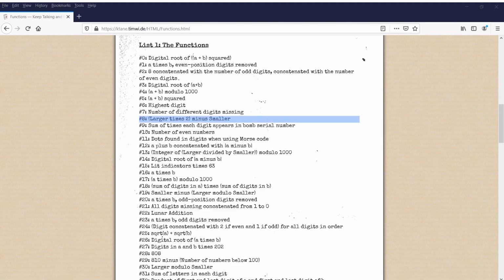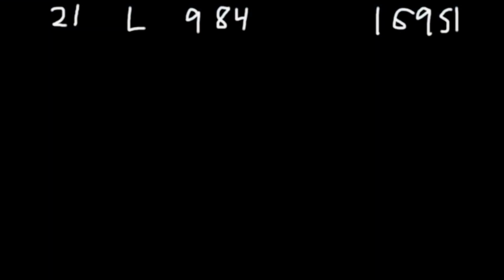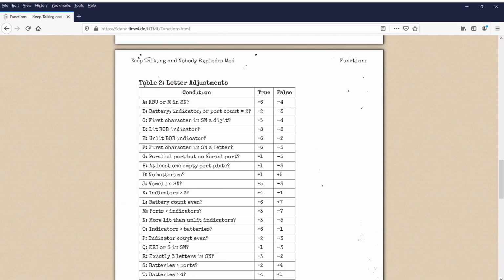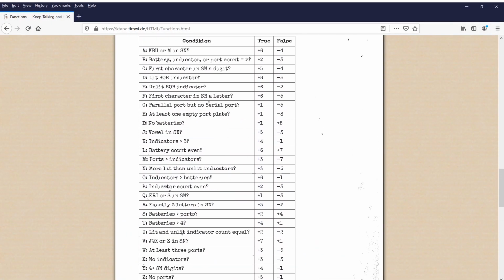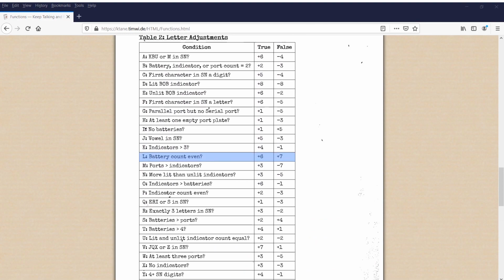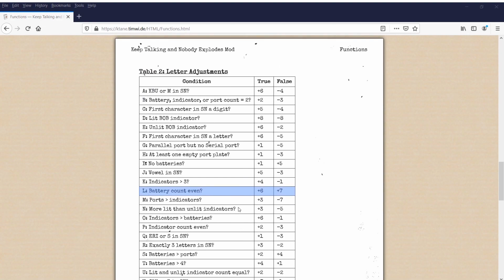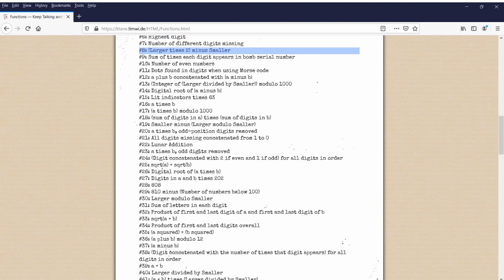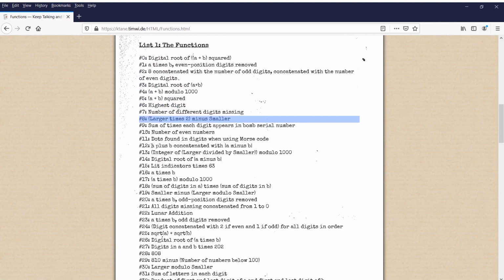So once we have that, we can now take a look at our thing. We have the letter L, and if the battery count is even, I'm checking the bomb, it is even, so we use the true value, so we're going to go for it by 6. So 1, 2, 3, 4, 5, 6. The digital root of a minus b. Well, yeah, of the absolute value of a minus b.